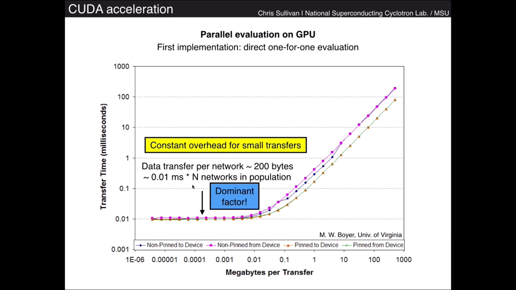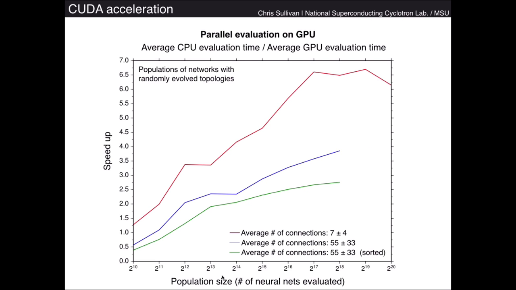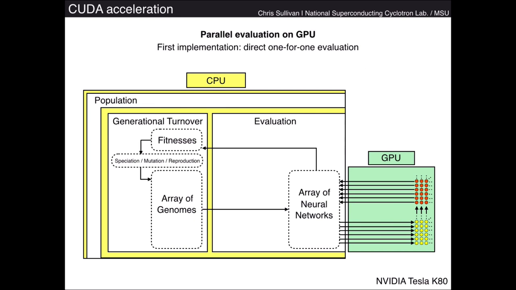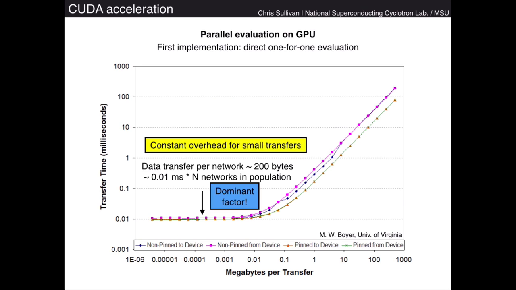But this is multiplied by the number of networks in the population. And so, as I showed you a couple slides back, if I have a 2 to the 14 population or greater, this is clearly going to be a huge number. So 2 to the 14 networks is roughly 16,000 neural nets, so 16,000 times 0.01, and you can tell this is going to be the dominant factor pretty quickly.